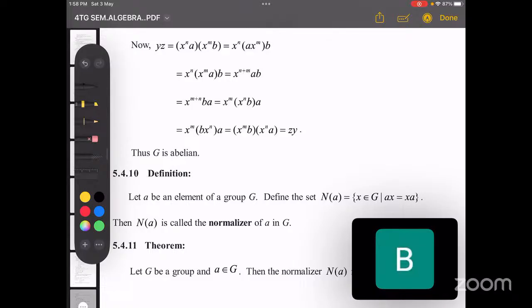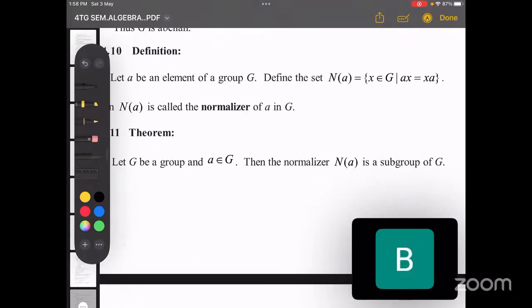So A is an element of group G. Here we are taking an element of G and defining one set which has the conjugate elements. If you write the conjugate elements in the form of one set, then we call it a normalizer. AX equals XA. So then N of A is called the normalizer of A in G. Okay.